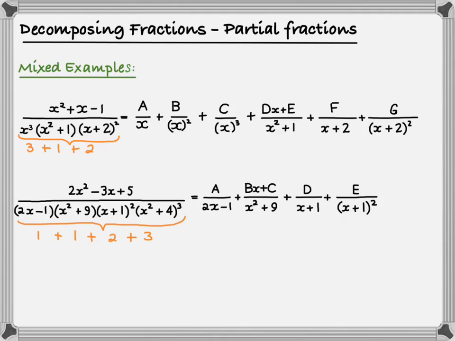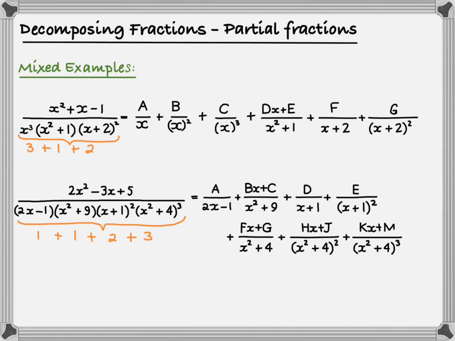Lastly, we see that x squared plus 4 has been repeated 3 times, resulting in 3 fractions with denominators x squared plus 4, x squared plus 4 squared, and x squared plus 4 cubed. Since x squared plus 4 is an expression of the second degree, the numerators must be first degree expressions, say fx plus g, hx plus j, and kx plus m. In the next video, we'll see how to find the values of a, b, and c, etc.